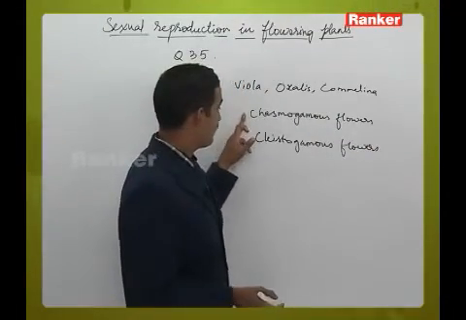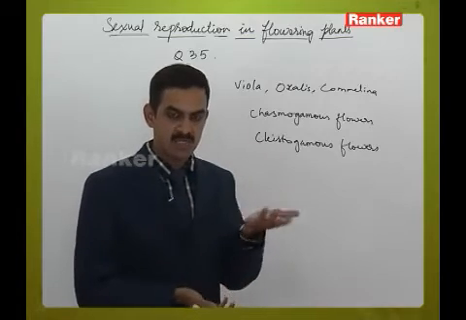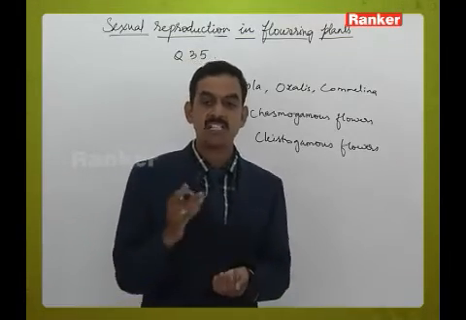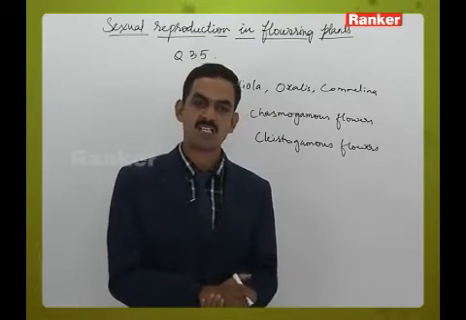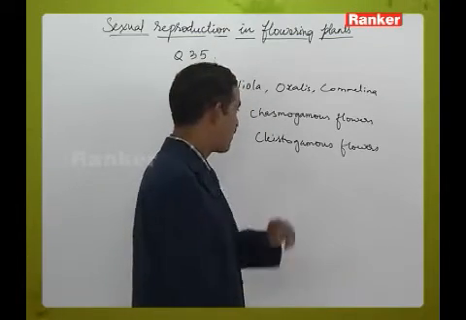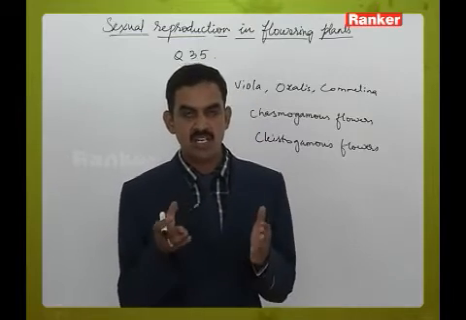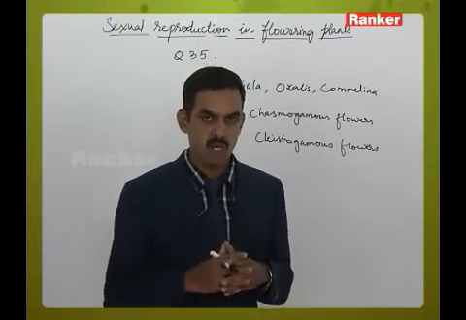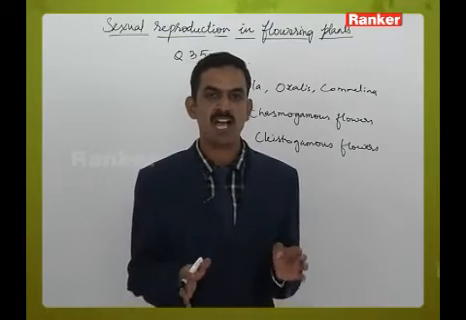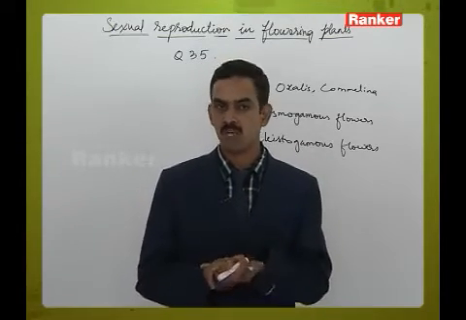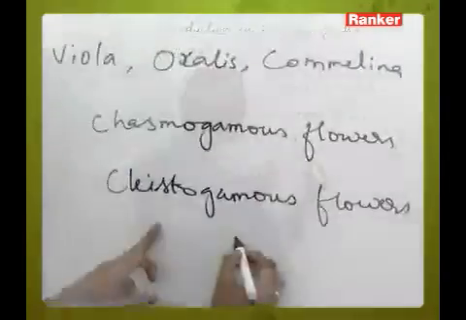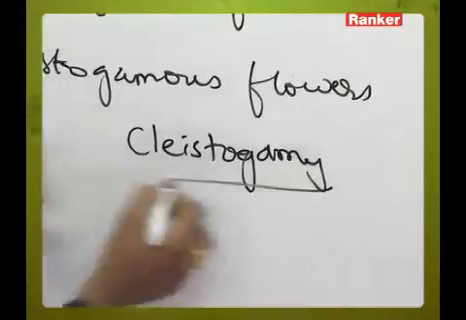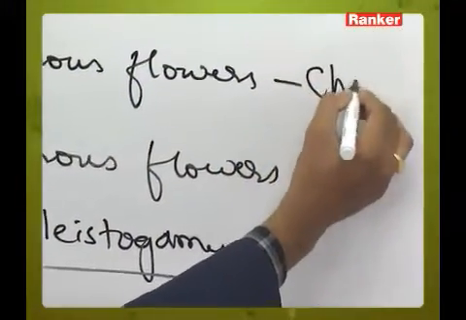Okay, in chasmogamous flowers, as in other plants, the essential organs are very much exposed to the environment and they carry on cross pollination as in other plants. But in cleistogamous flowers, the essential organs are enclosed inside the perianth parts. They are not exposed to the outer environment, so there is no chance of cross pollination. They have to go only for self pollination. The self pollination taking place in cleistogamous flowers is called cleistogamy, whereas the pollination taking place in chasmogamous flowers is called chasmogamy.